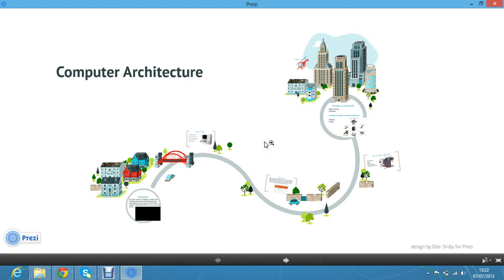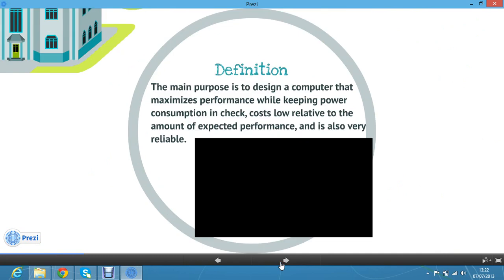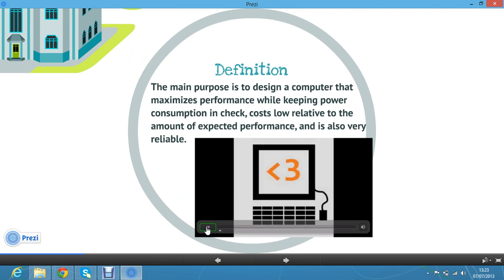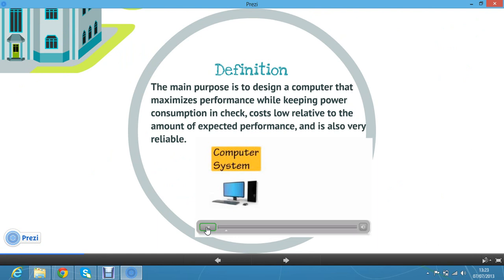This is computer architecture. My name is Fernando. Definition. The main purpose is to design a computer that maximizes performance while keeping power consumption in check and cost low.